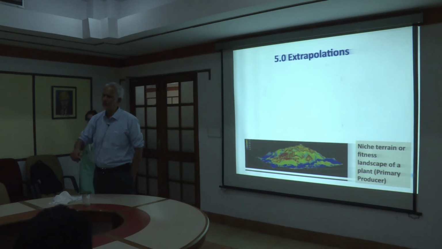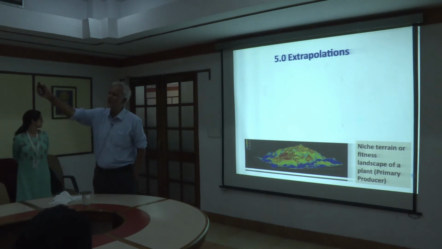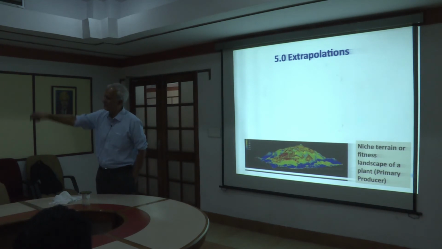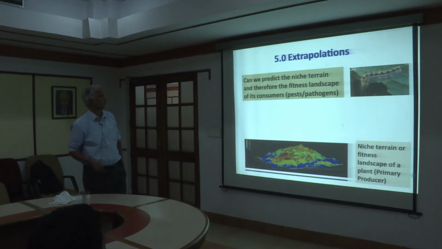On a primary producer you have what? On every primary producer, on every plant, what are there? The second trophic level. And so let me now put a consumer, which is either a pest or a pathogen. Okay. Now I am going to ask, if I knew that this is my terrain, the adaptive landscape of a primary producer, which is a plant, can I predict the niche terrain and therefore the fitness landscape of its consumer?